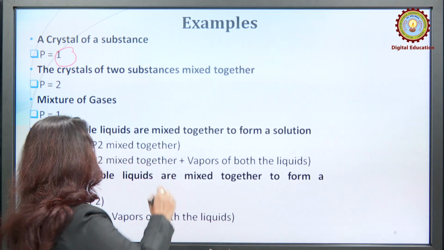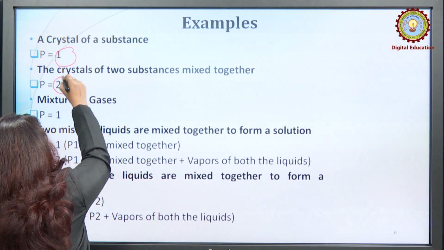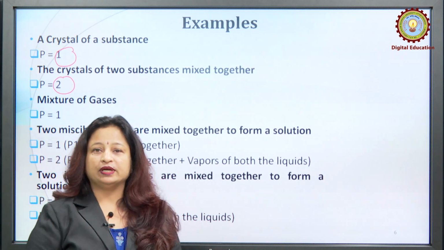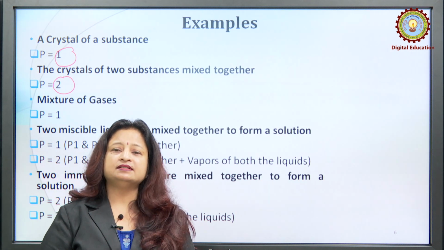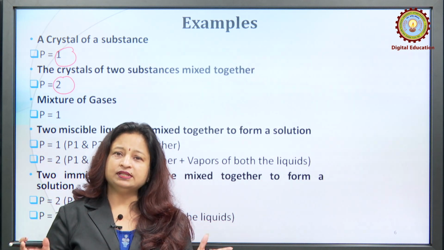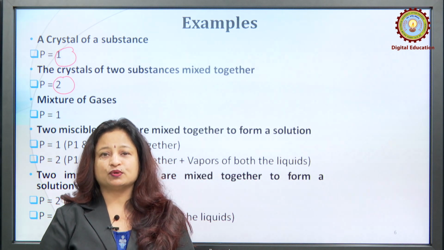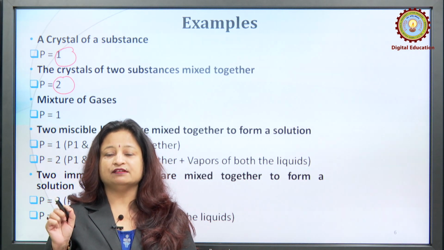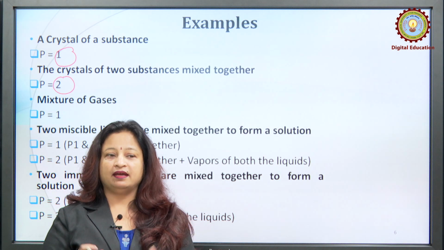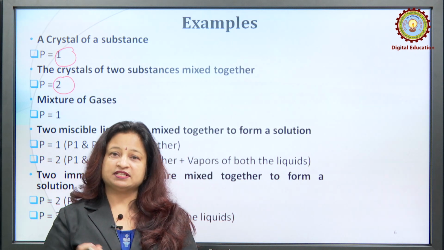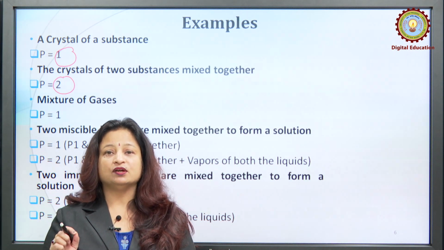So here in this case, you can see that the number of phases should be 2 only. Now let us consider gases. All the gases completely mix together to constitute a single phase, and that is why air is a mixture of gases, but here the number of phases is 1 only.